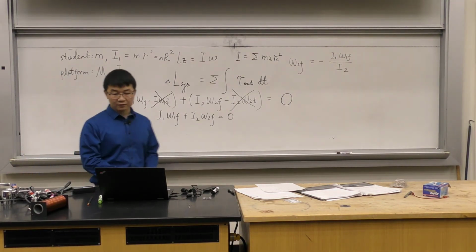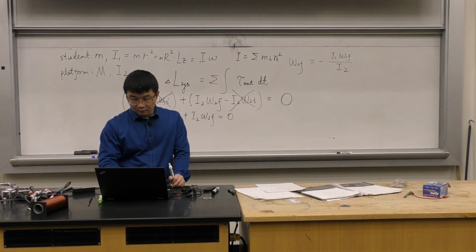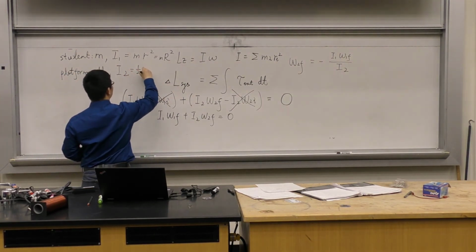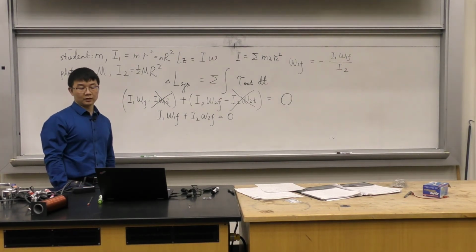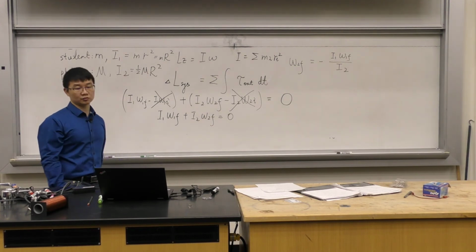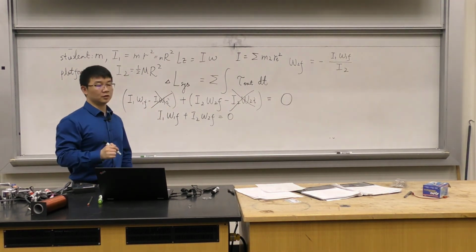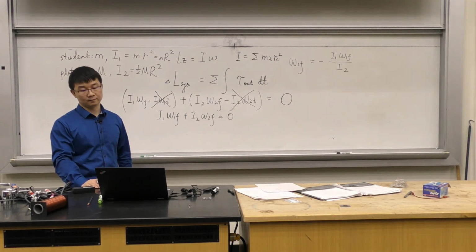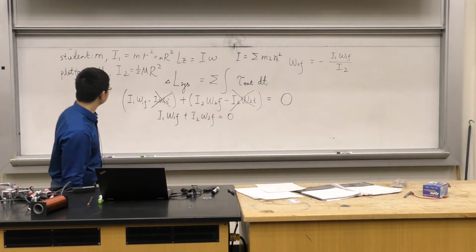Now I2 is the platform. The platform is a disk. As a disk rotating, we will find the I for the disk. So the disk is 1/2 m r squared, and this r is going to be the radius of the platform. Because the platform has its own radius. The person doesn't have a radius, right? The radius is of the circular motion, the radius of the student's circular motion. Like if you talk about a person, do I have a radius? I don't, right? Okay.